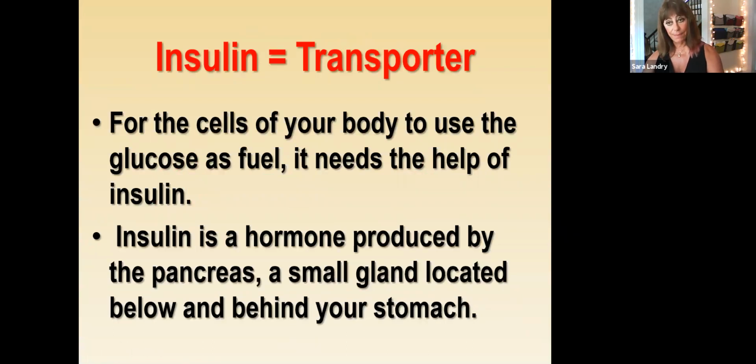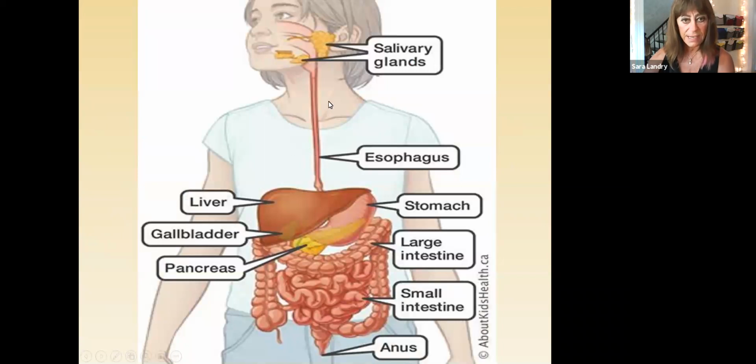Insulin is the same thing as a transporter. For the cells of your body to use the glucose as a fuel, it needs the help of insulin. So when you digest food and your stomach releases glucose into the bloodstream, the glucose floats around in your bloodstream. And if it weren't for insulin, it would stay in your bloodstream. Insulin is a hormone. It's produced by the pancreas. It's a small gland located behind your stomach, and you can see in this image where the pancreas is.